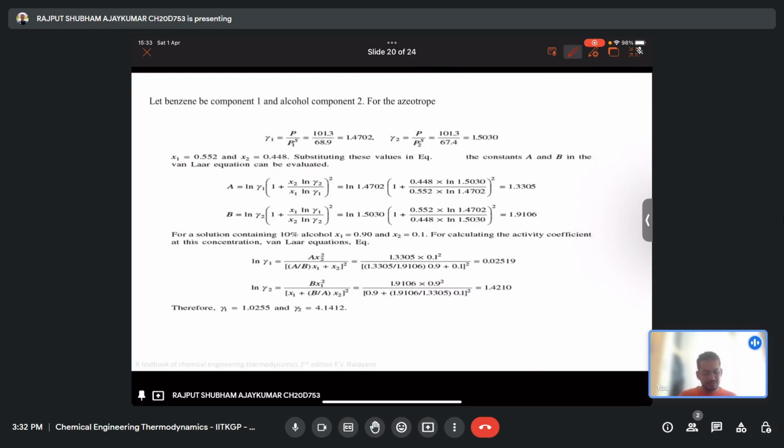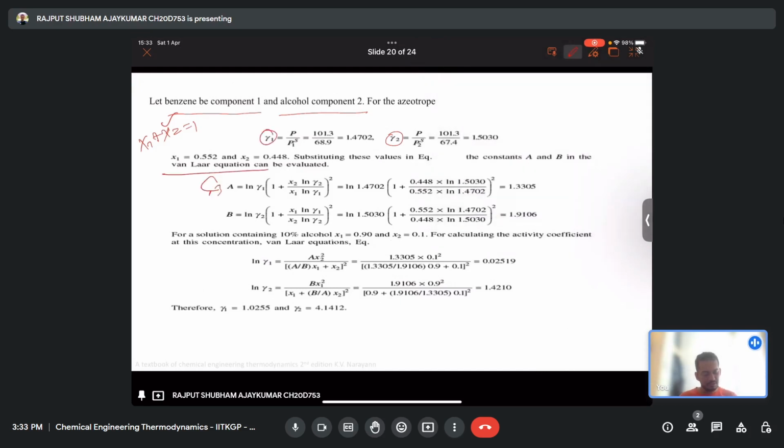Okay, so like I said, I've been taking component 1 as benzene and alcohol as component 2. We found out the value of gamma 1 and gamma 2, and the mole fraction is given to us as 44.8% of ethanol. So since x1 plus x2 equal to 1, we have been given x2, we can find out x1 is 1 minus 0.448, which is 0.552. Okay, and what we did is that we used the Van Laar equation to ultimately find out the value.